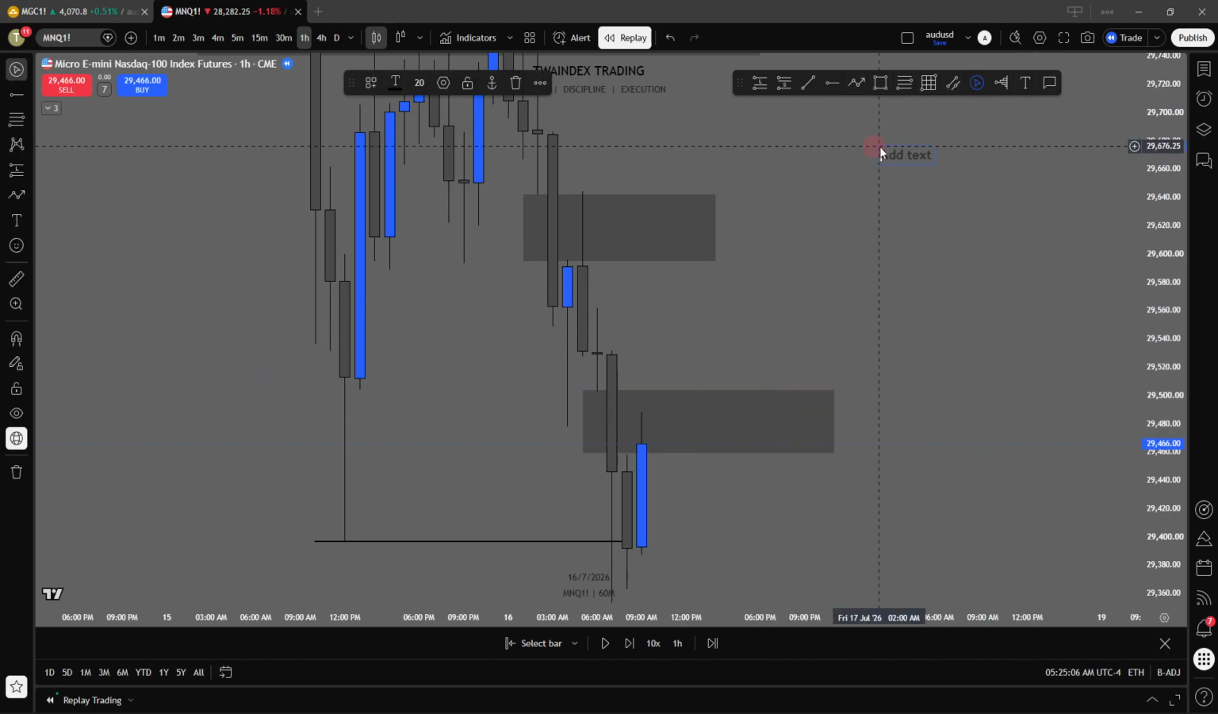I'm going to type it out. Look, 4 hour and 1 hour for direction. Once you get the 4 hour and 1 hour for direction, the 15 minute and 5 minute, you use these for levels, right? You can also use the 30 minute as well.